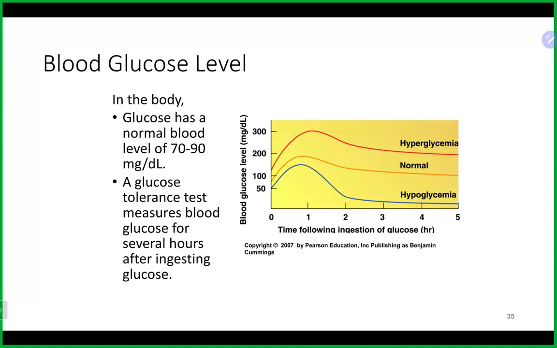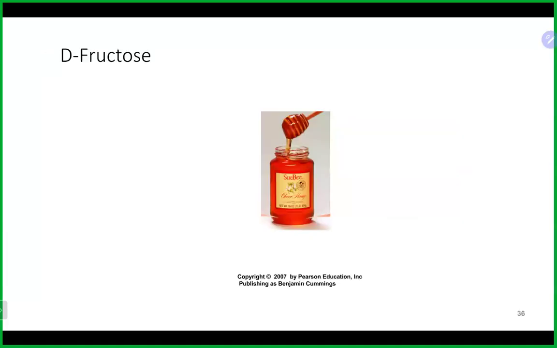Usually you want to maybe fast before you do that and not have the chocolate chip cookie right before you do it, I suppose. Your sugar just jumps, I suppose. But you can have normal, and then obviously if you have hyperglycemia, then you have a higher amount of blood glucose. If you have hypoglycemia, then you have lower, hypo means lower blood glucose in your system.